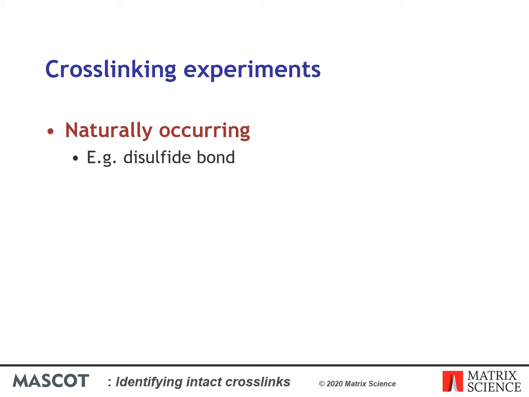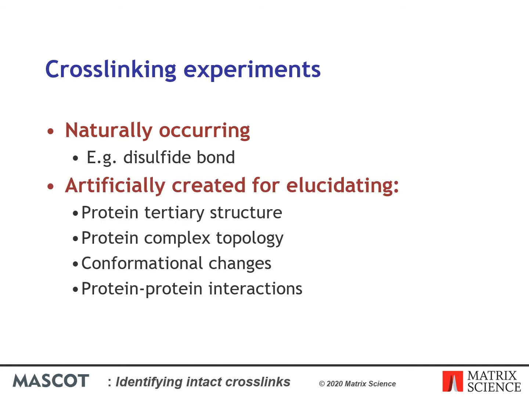Crosslinks can also be created artificially by a chemical reaction. A crosslink can only be formed between sites that are adjacent in a three-dimensional space. The maximum distance depends on the spacer arm length of the linker. So, the locations of the identified links can be used for constraining the three-dimensional shape of the molecule, which has obvious applications in elucidating protein tertiary structure, protein complex topology, conformational changes, and protein-protein interactions.